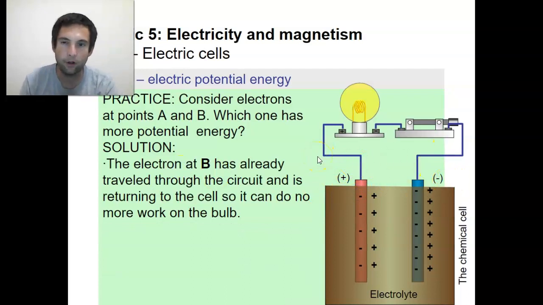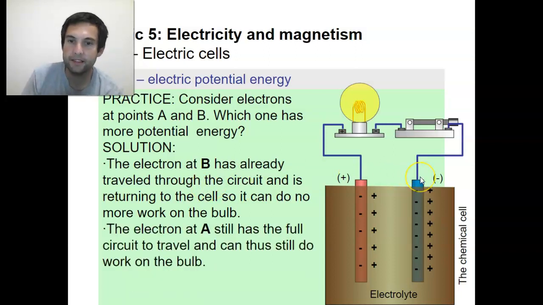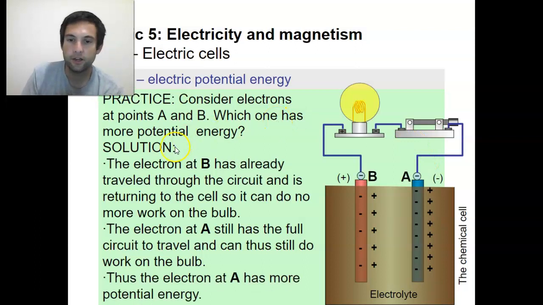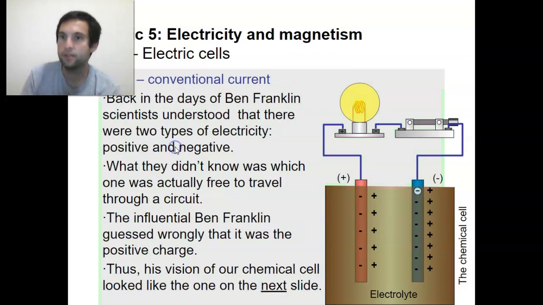So the electron at B already has gone through the circuit and is returning to the cell, so it can't do any more work. It's used up all of its energy. It's given away that piece of candy that it got from the battery. The electron at A still has the full circuit to travel, and so can still do work on the bulb and allow that light bulb to transform some of that energy that it gets from the charge. So the electron at A has more potential energy.